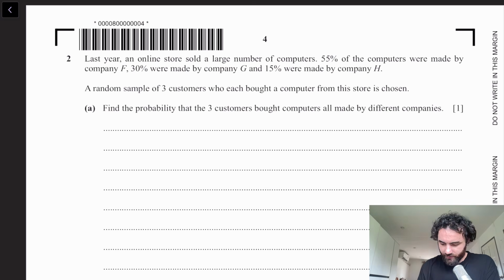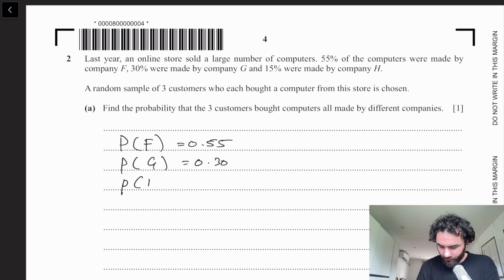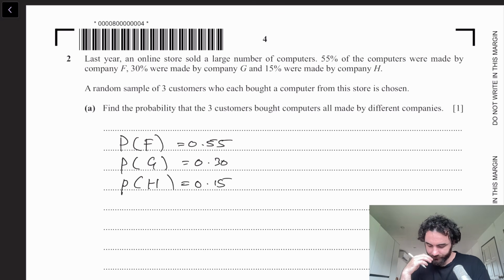Okay, so let's just write this out. So the probability that it was bought from F is 0.55. The probability that it was bought from G is 0.30, and the probability it was bought from H is 0.15. Okay, so we have a sample of n equals 3. So 3 customers who bought a computer from the store is chosen. Find the probability that 3 customers bought computers all made by different companies.